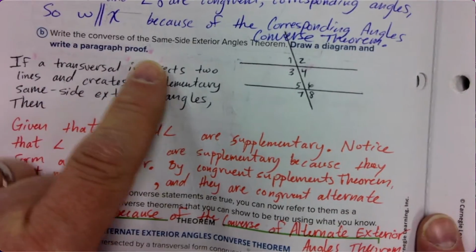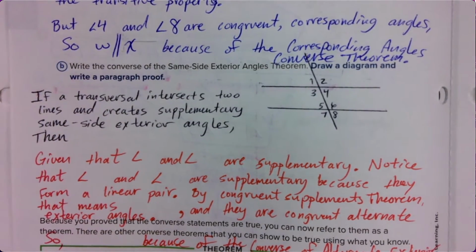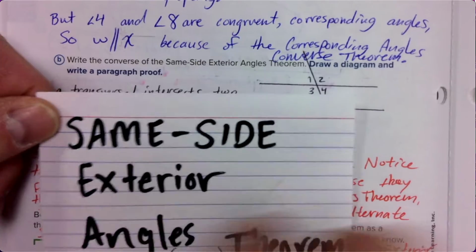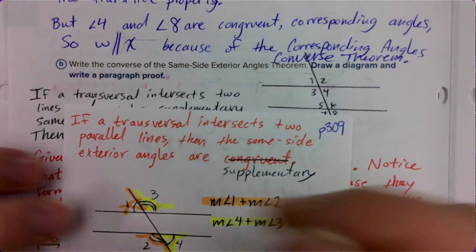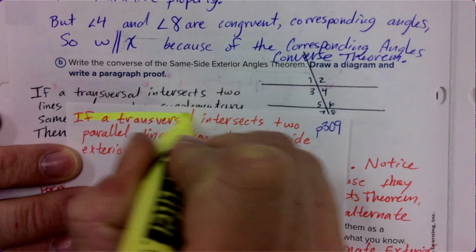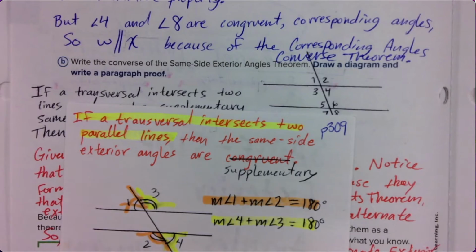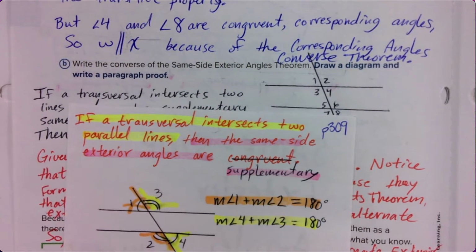Part B. Write the converse of the same side exterior angles theorem, draw a diagram, and write a paragraph proof. Okay, so the same side exterior angles theorem, we're going to go ahead and flip it around. If a transversal intersects two parallel lines, that's the if-then on the card with the way that it's written. Then the same side exterior angles are supplementary. That's how we would read that.